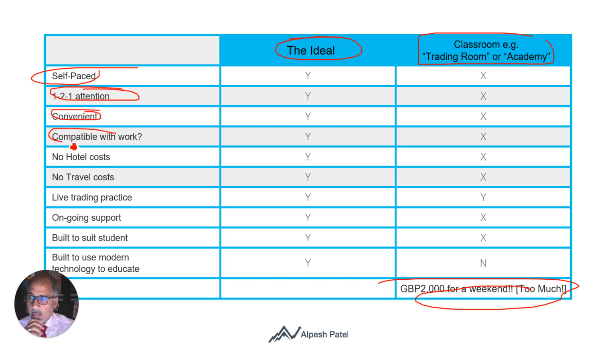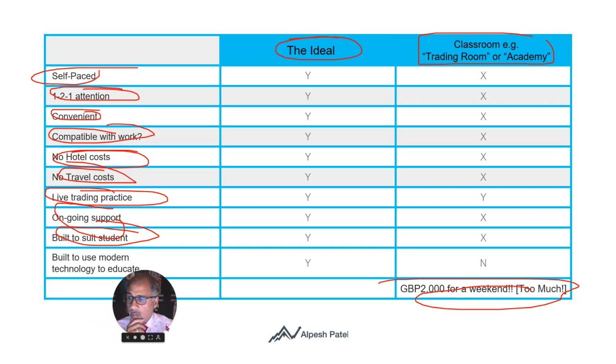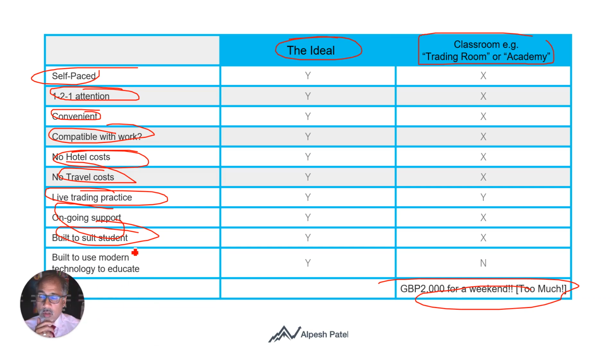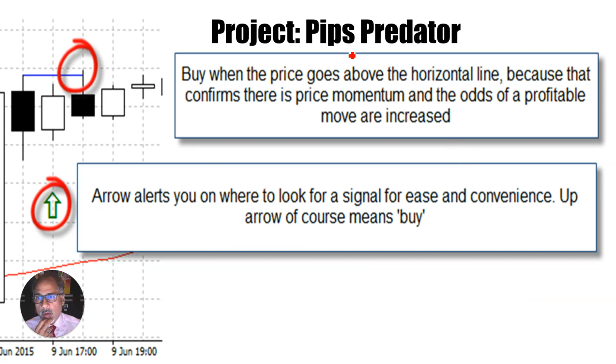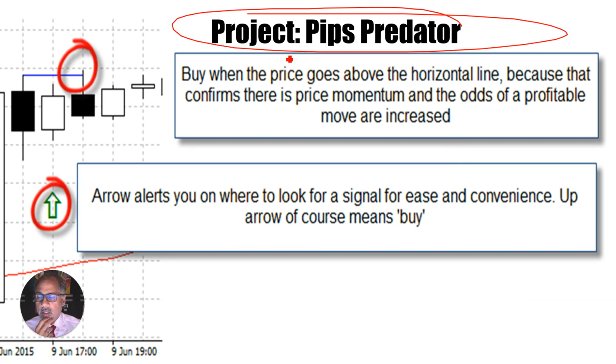It's convenient for them, compatible with their work, because the markets are open 24 hours a day, 6 days a week. No hotel costs, no travel costs, live trading practice, because MT4's free and you can keep practicing. Ongoing support for life, built to suit students, built to use modern technology. We use Telegram, we use Zoom for calls, we do videos. We use all of this to train people up, and they, of course, have access to me. Okay? I called it Project PipsPredator.